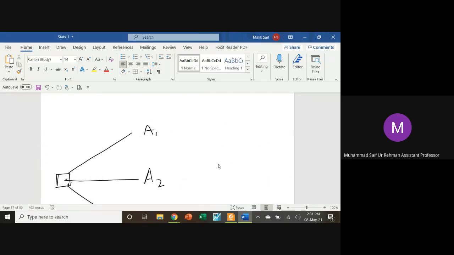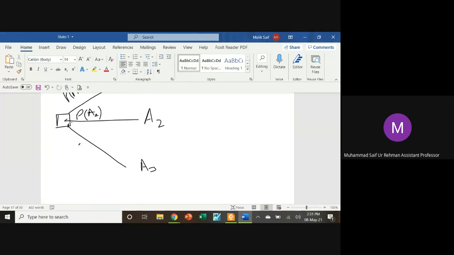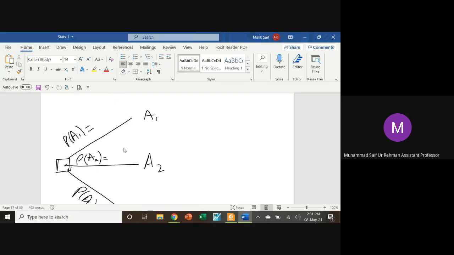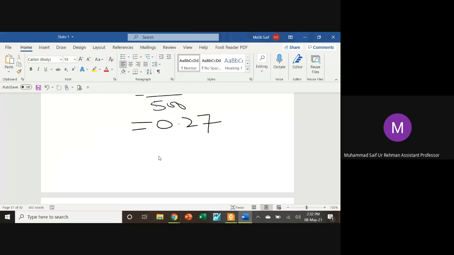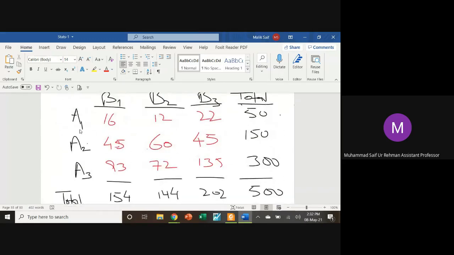Now, what is the probability for A1? Here you may write down the probability for A1 is equal to what? Similarly, the probability for A2, and similarly the probability for A3. What are these probabilities? For this, you have to see the sum of the rows, because the A's are written in the rows. A1, the sum is 50. A2, the sum is 150. A3, the sum is 300. So 50, 150, and 300.